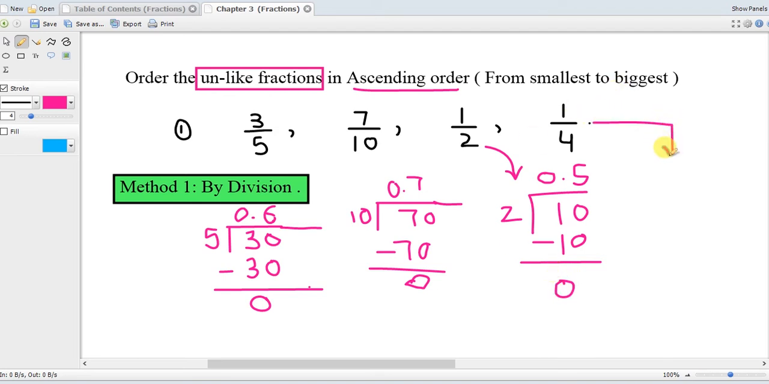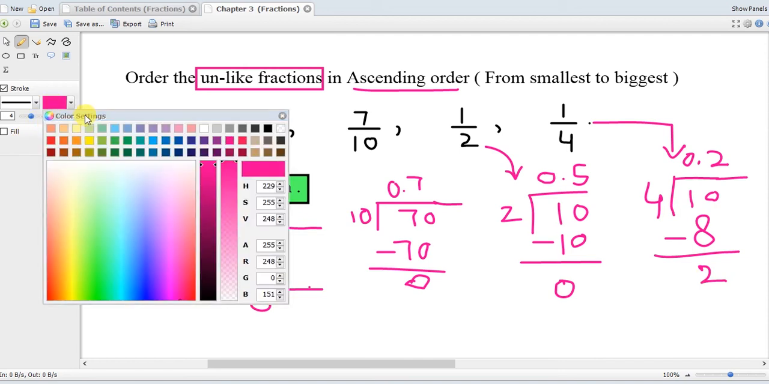And solving the fourth fraction, which is 1 over 4. Simply write 1 here outside. We cannot divide it, put a decimal point and put a 0 here. Now start solving it. 2 times 4 will give me 8. Simply take away and we are left with remainder 2.